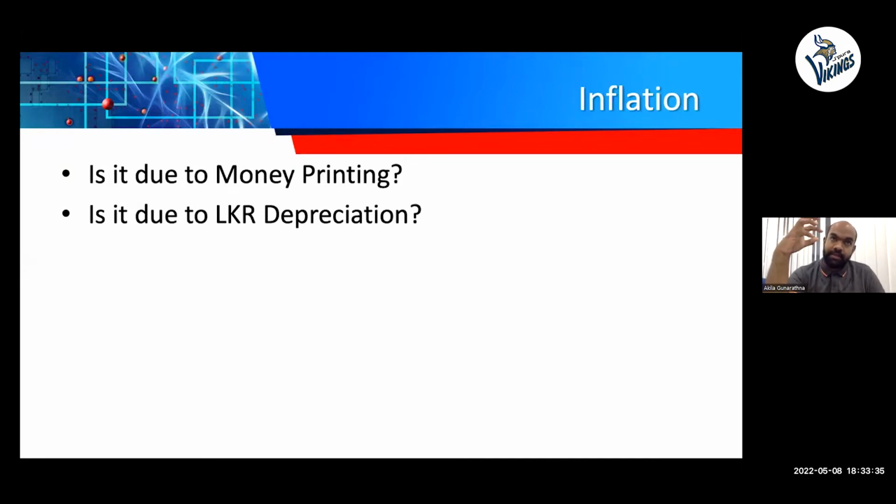If you look at basic economics, we learn this concept where when you print money, it means you increase the money supply. Maybe the government can print money and give it to the general public as incentives, or they can issue it through the central bank to the banking system, and you can borrow from the banks. So it increases the money supply.